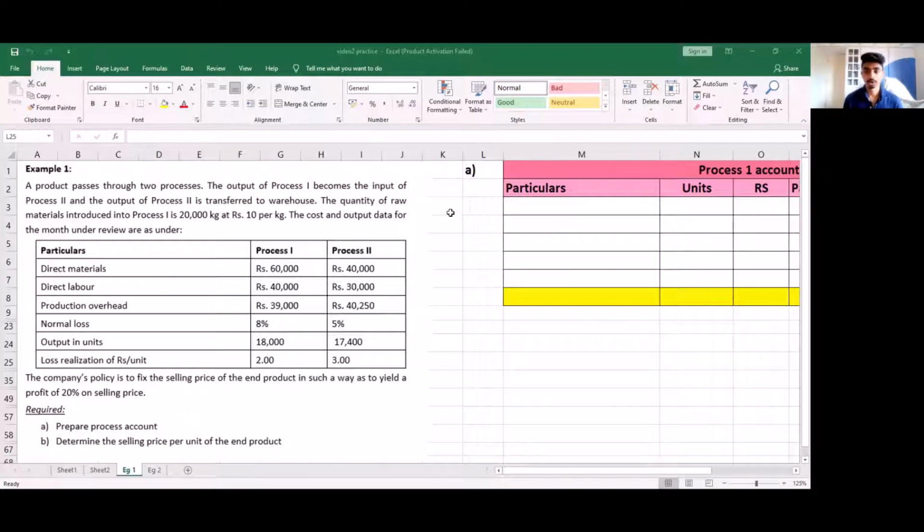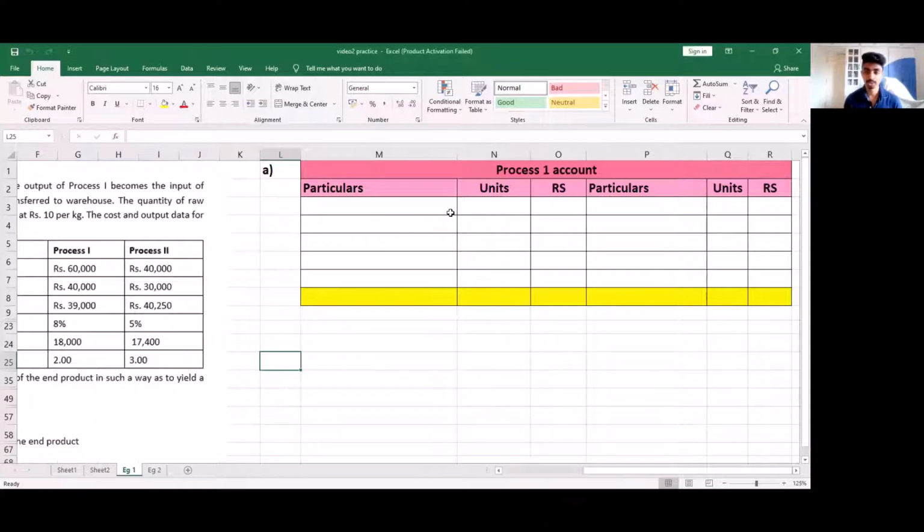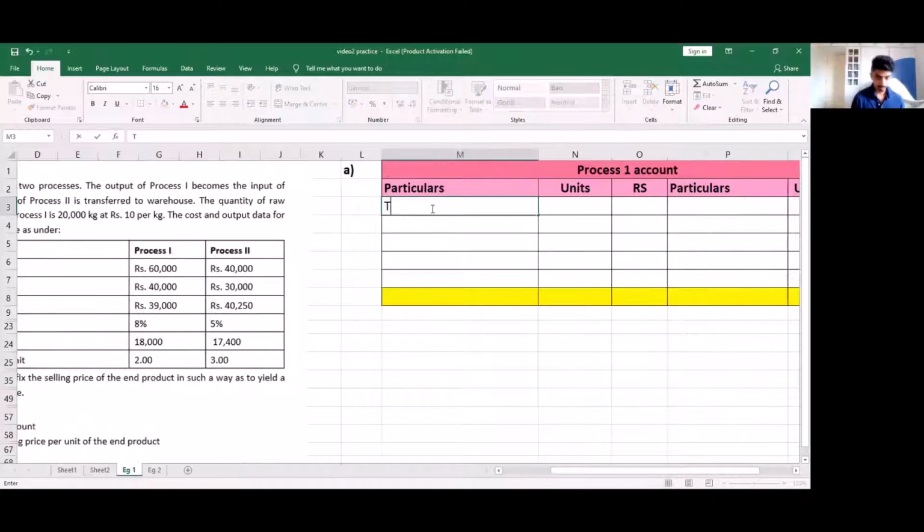This is the format of a process account. So we have particulars, units, rupees, particulars, units, rupees. That is the debit side and the credit side. So when we get started on the debit side, we always start with the raw materials introduced. So on the debit side, we write to raw materials introduced.